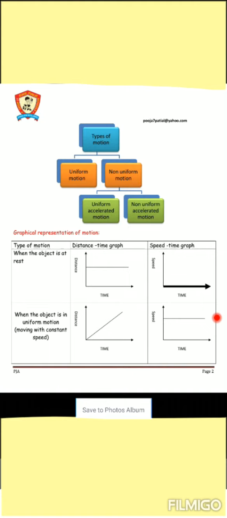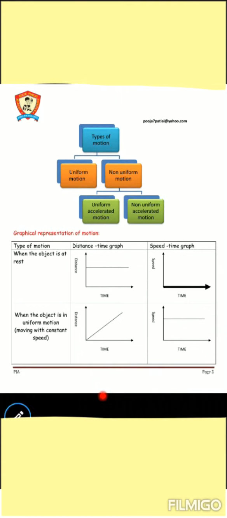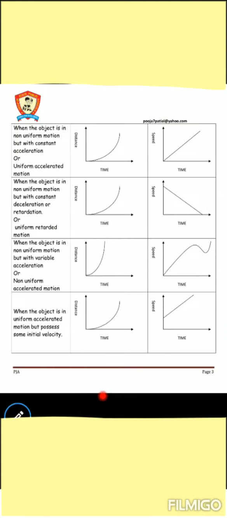Okay, so this is about two types of graphs we have done till now, when the object is at rest or when the object is in uniform motion, that is moving with constant speed. Okay, next, coming to next types of graphs. Now see here, number of graphs are there. We'll understand them one by one.